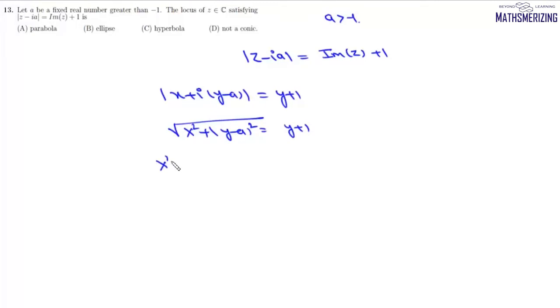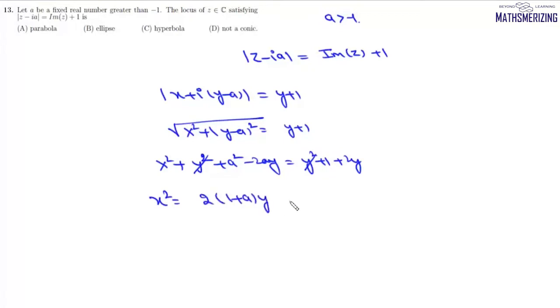So we square it, we'll get x square plus y square plus a square minus 2ay, and it will be y square plus 1 plus 2y. Now here y square will cancel. So we'll get x square as 2(1 plus a)y, and then minus a square plus 1, which is nothing but a parabola. So the locus of z is a parabola, which is your option A.